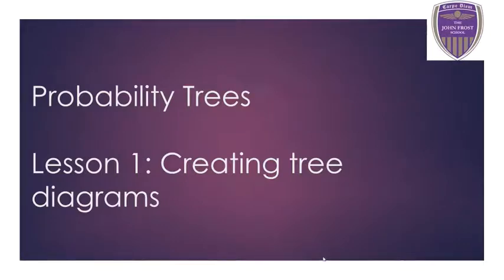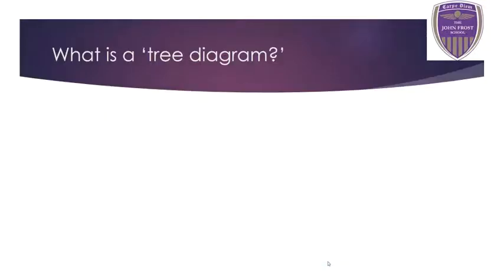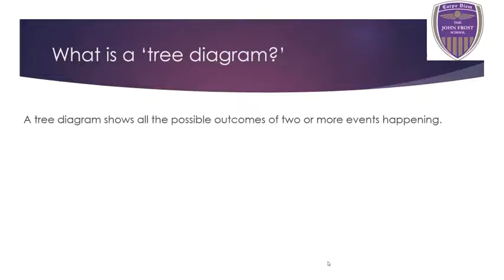Alright, so something new that we haven't done before, but we'll spend the next few lessons looking at this, okay? So hopefully it'll make a lot more sense once we've gone through this, alright? So creating tree diagrams. The first thing we need to understand is what is a tree diagram, okay? So we're talking about probability. A tree diagram shows all the possible outcomes of two or more events happening, okay?